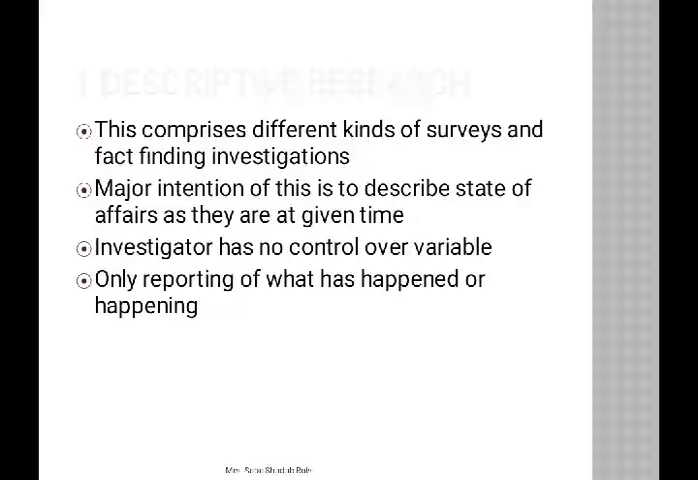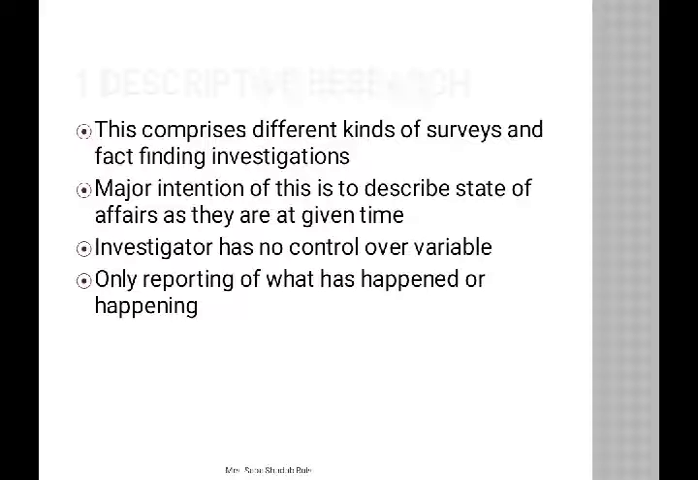Now our interest is the question, right? So here an MCQ type question can be asked as: dash research can comprise, sorry, which research is done by taking a survey and fact finding investigation. Here you will have options: descriptive research, this research, that research. Likewise, a question can be asked in your examination, or another question from this part can be asked as: in which type of research do the researchers have no control on the variable?